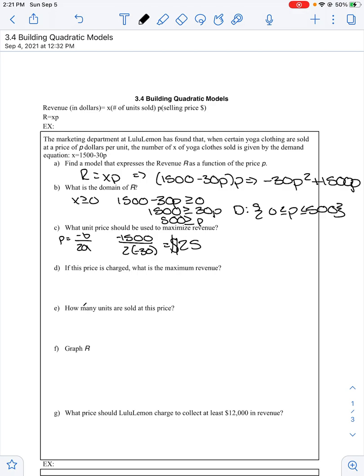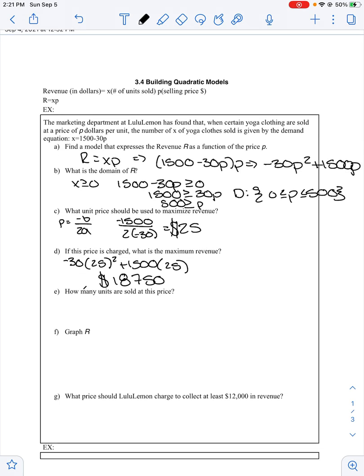If this price is charged, what is the maximum revenue? Here we just plug 25 in for p. So negative 30 times 25 squared plus 1500 times 25. Plug that in your calculator and you would get 18,750.